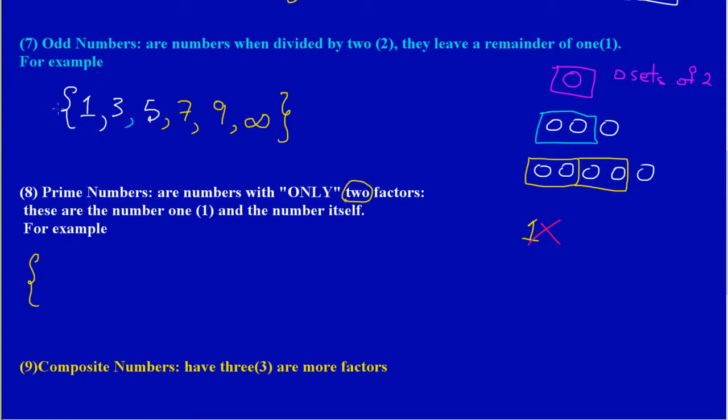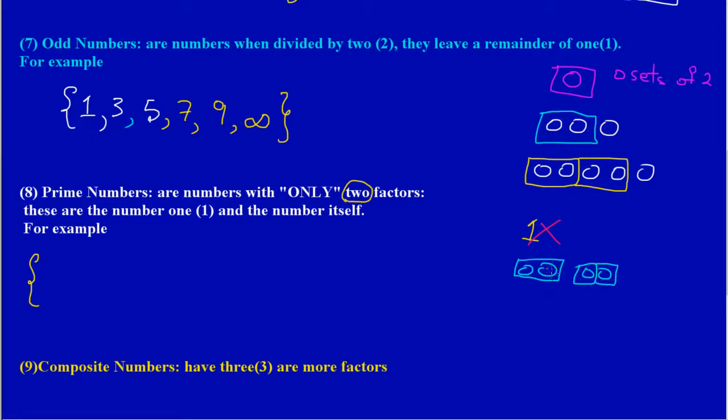How many factors does 2 have? Let's check. We have 1, 2. How many sets of 2's can I get out of 2? I can get one set of 2 out of 2's. Let's draw another set of 2's. How many sets of 1's can I get out of 2? I can get 2 sets of 1's out of 2.